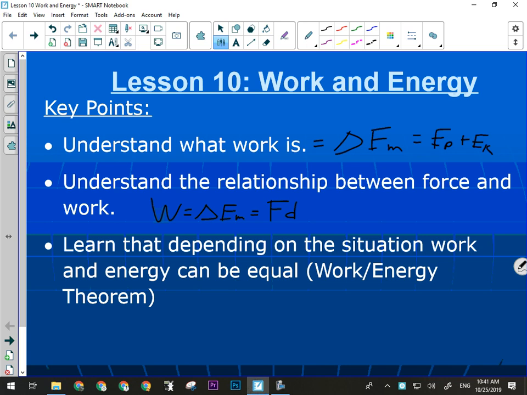And depending on the situation, work and energy can be equal. And that's because of this statement right here. Work is equal to the change in energy. So if I start out with an object that has no mechanical energy, and I do work on it, its new energy will be equal to the work that I did, because work is a transfer or a change in mechanical energy. That's all stuff that hopefully seems somewhat familiar from Science 10 physics. Okay? Hopefully.